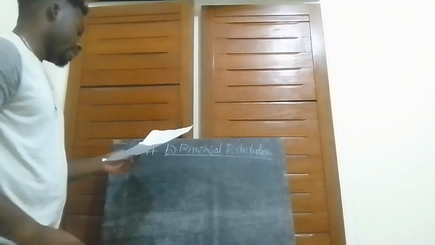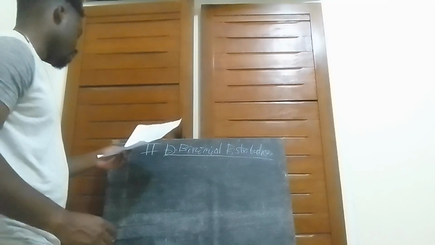Okay, now the next thing that we're going to talk about is the binomial distribution. And the binomial distribution is basically this. This is the binomial distribution. And the way it goes is very easy. It's a type of distribution.